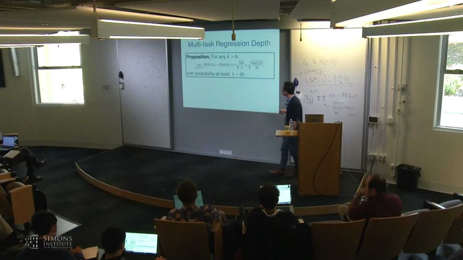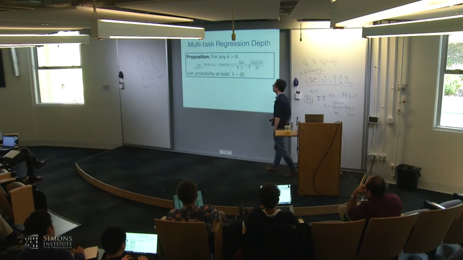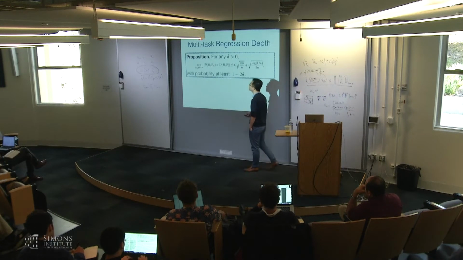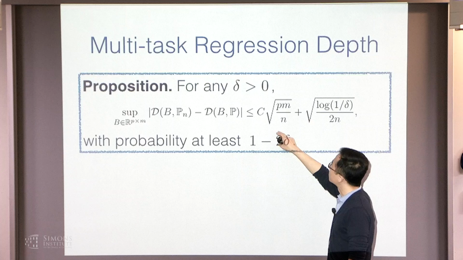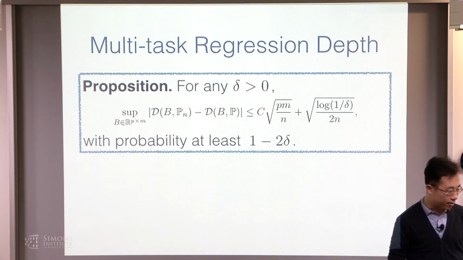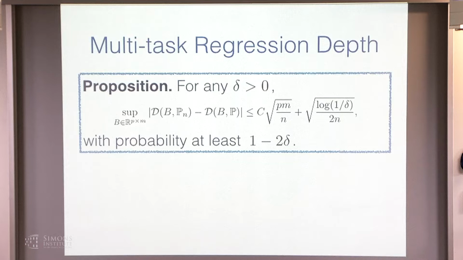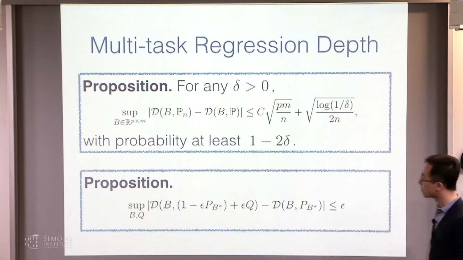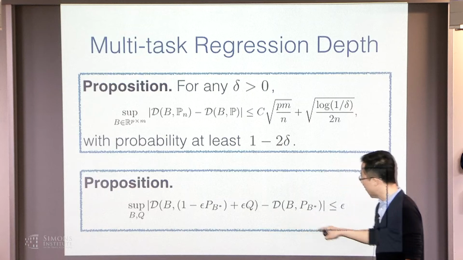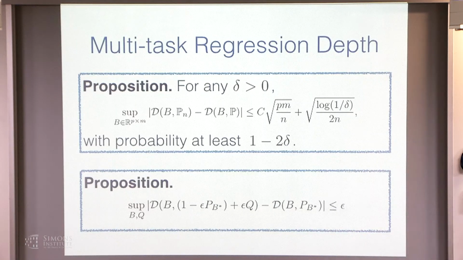Okay, so the first property tells you the deviation between the population regression depths and the empirical regression depths. The difference can be bounded by the square root of p times n divided by n. Here n is the sample size and p times n is just the number of parameters in the model. So this is a simple VC dimension calculation. And the second property is the stability property of the multitask regression depths. It says that if you have an epsilon contamination, then the regression depths can only be changed by a value of at most epsilon.